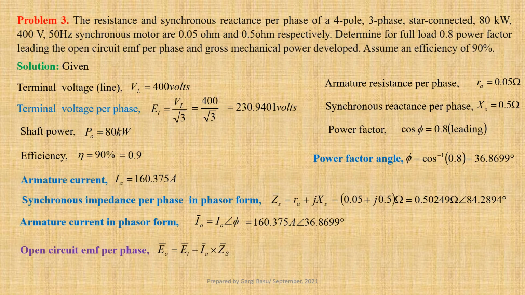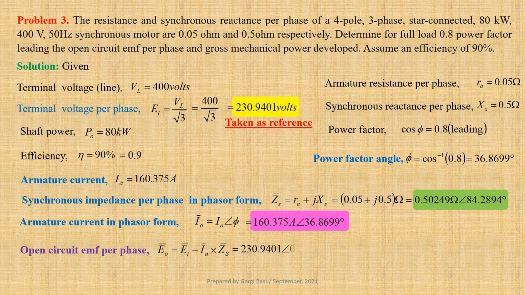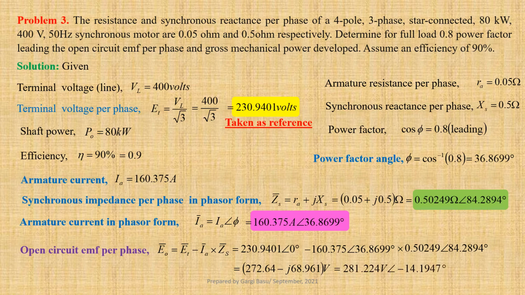Expression for open circuit EMF per phase, E0 equals ET minus Ia into Zs. Taking terminal voltage per phase ET as reference, we get E0 equals 230.9401 at an angle 0 degree minus 160.375 at an angle 36.8699 degree into 0.50249 at an angle 84.2894 degree. That gives us 272.64 minus j68.961 volts. This may be written in polar form as 281.224 volts at an angle minus 14.1947 degree.